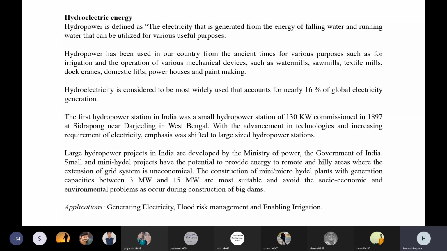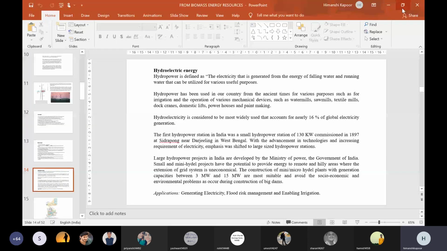Now coming to another renewable resource of energy. This is the hydroelectric energy, and I would like you all to explain to me what is hydroelectric energy, because you have been studying these since your junior classes. So let us make this a discussion.